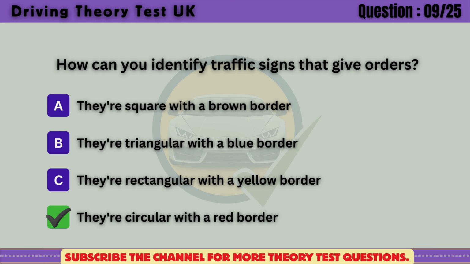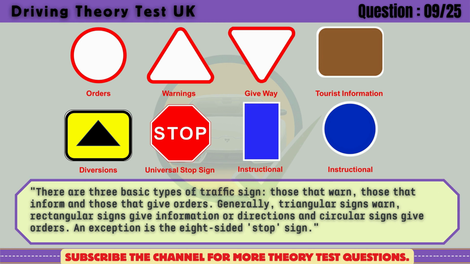Answer was D. They're circular with a red border. There are 3 basic types of traffic sign: those that warn, those that inform, and those that give orders. Generally, triangular signs warn, rectangular signs give information or directions, and circular signs give orders. An exception is the 8-sided stop sign.